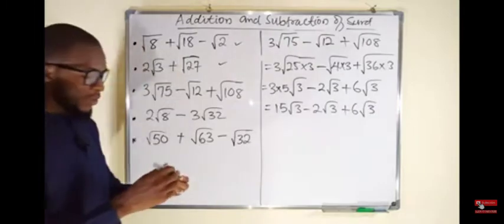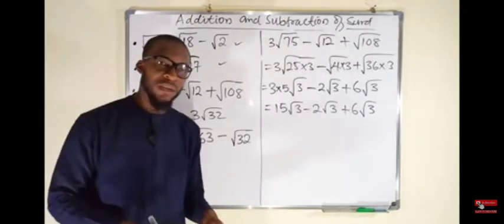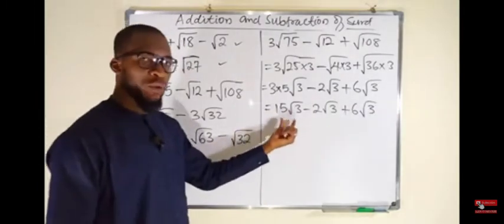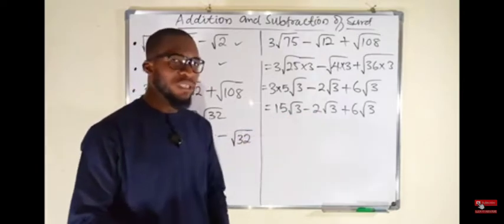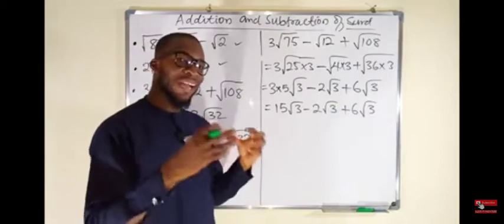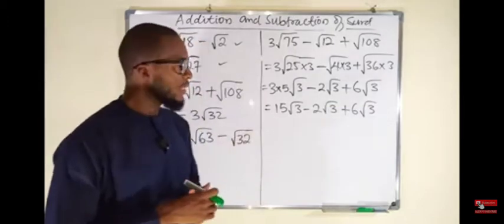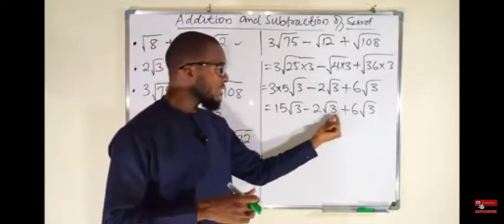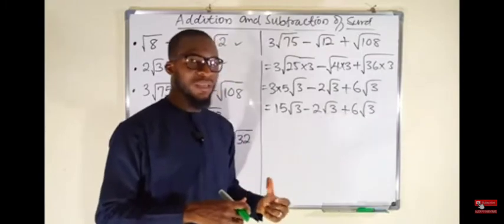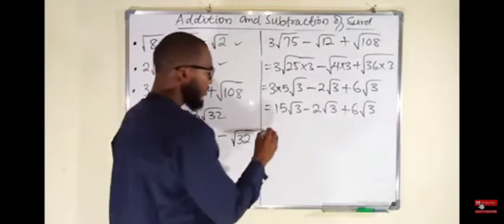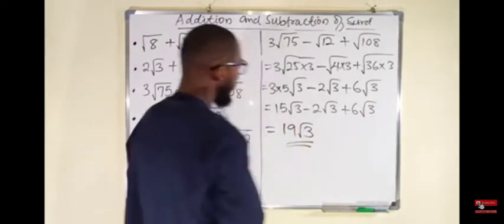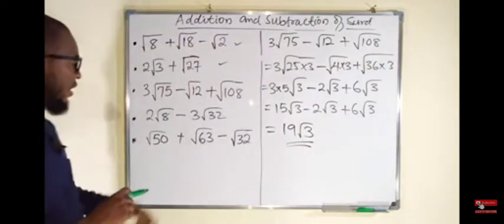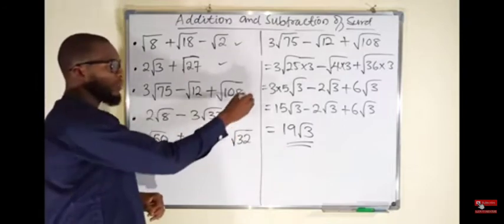Now finally, we add and subtract to get our final answer. 15 bundles of root 3 minus 2 bundles of root 3, we are getting 13 bundles of that root 3. Then 13 bundles of root 3 plus 6 bundles of root 3, making 19 bundles. So this is equal to 19 root 3 as our final answer. Let us move on to the second to the last one.